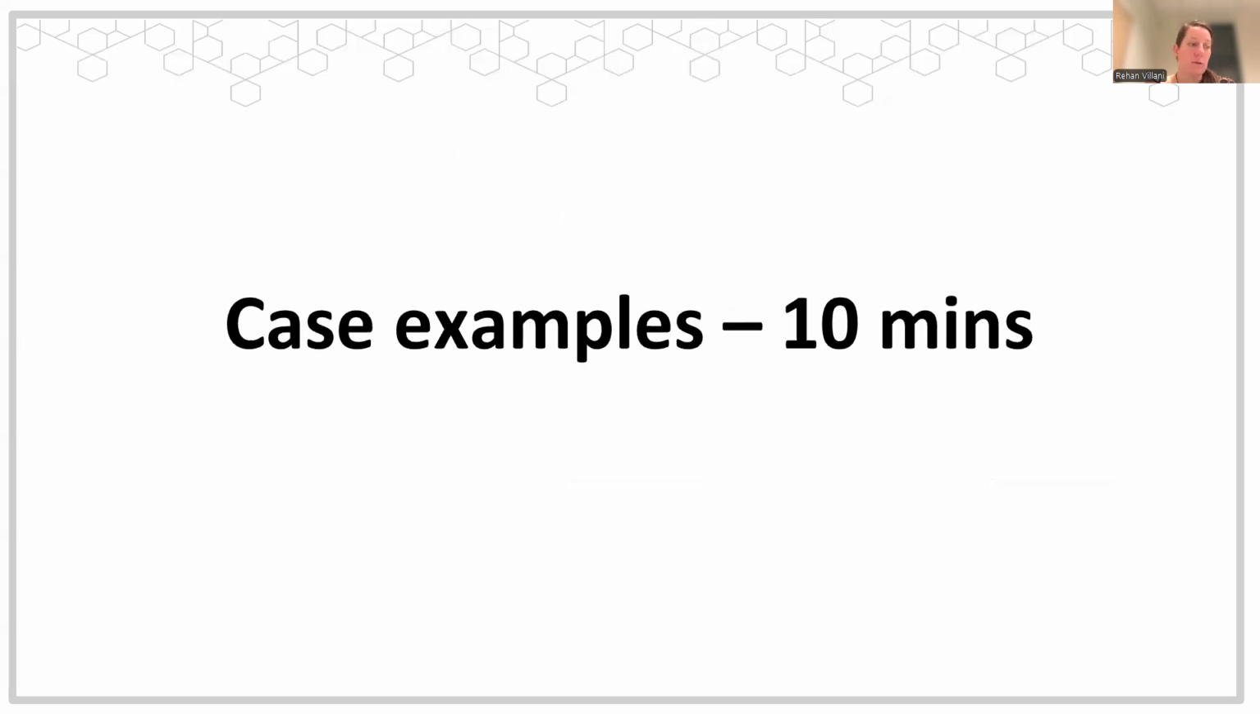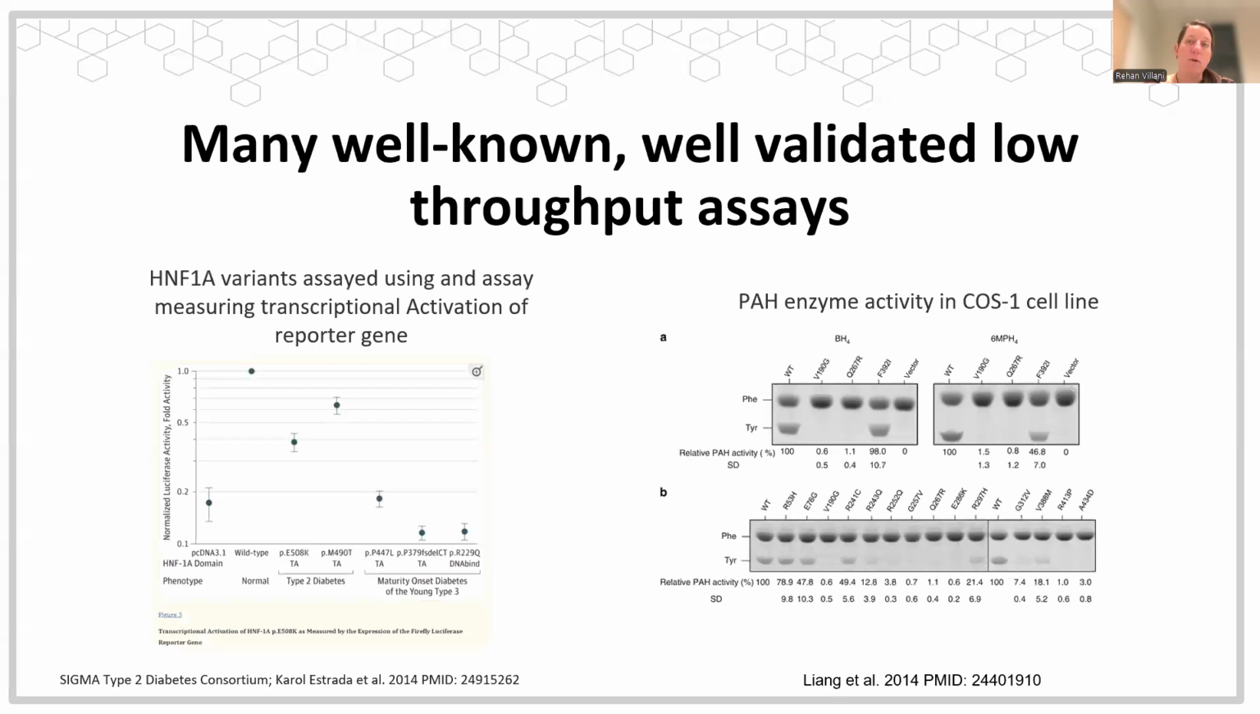So I'll just quickly go through some case examples of variants with some considerations that you can keep in mind when you're evaluating functional assays. There are many well-known, well-validated low-throughput assays. Don't be put off by an assay that's only looked at one or two variants. You can see this HNF1 variant, which has been assayed for transcriptional activation via a reporter gene, or this one on the right, which is looking in a cell line at just a handful of PAH enzyme variants.